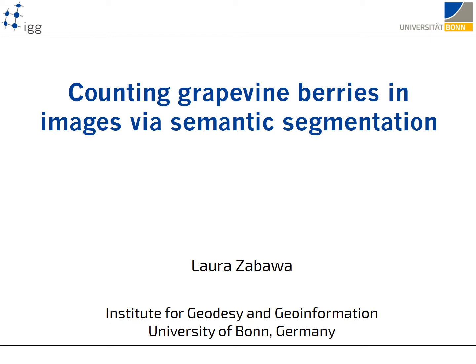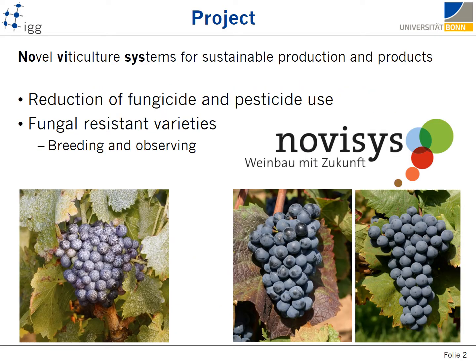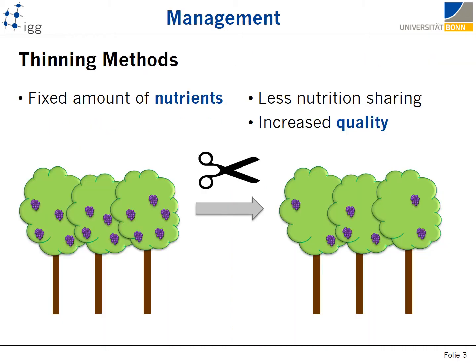Welcome to my talk about counting grapevine berries in images via semantic segmentation. This research was done in the scope of the project Novices. The main goal of it is the reduction of fungicide and pesticides in viticulture through the development of fungal-resistant varieties. We help the breeders to collect phenotypic traits by offering an image-based objective method to monitor the plant performance.